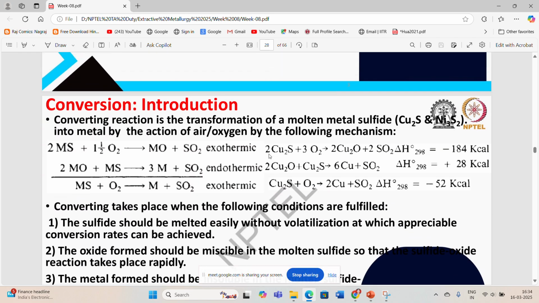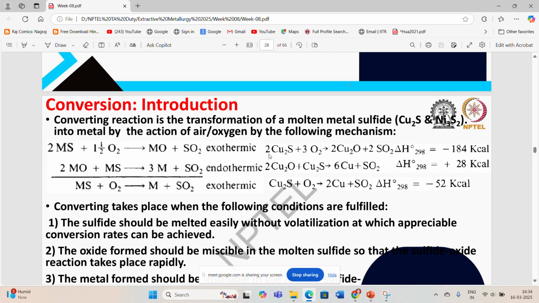Okay, then coming to the next. After the matte smelting process, we have produced a matte which generally contains Cu2S and some other metal sulfides. For example, if nickel is present, it can be in the form of nickel sulfide or other metal sulfides, which are not going to get oxidized during the matte smelting process, or we can say the oxidizing roasting process, and have not reported to the slag phase. So the converting reaction is the transformation of a molten metal sulfide, Cu2S or Ni3S2, into metal by the action of air or oxygen by the following mechanism.